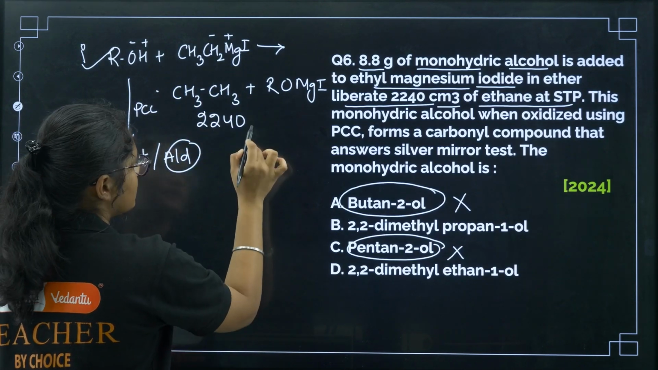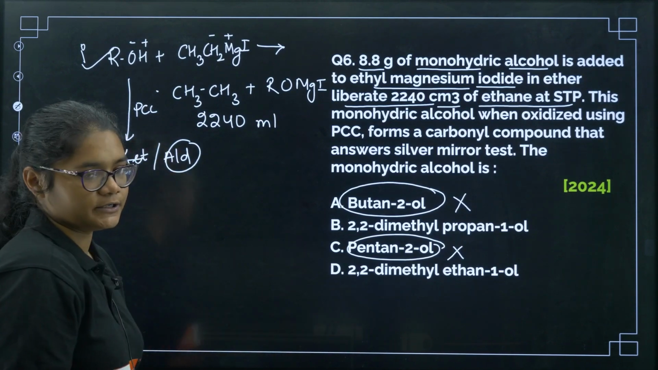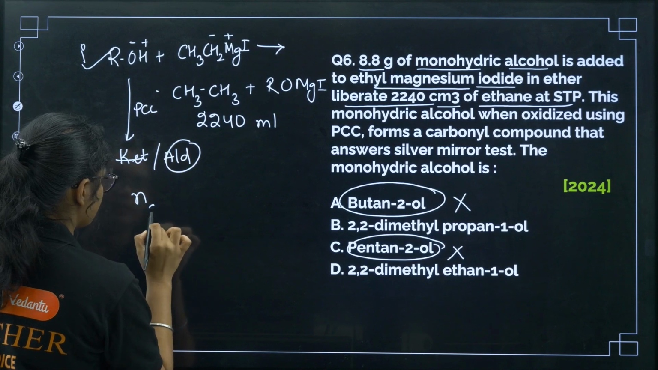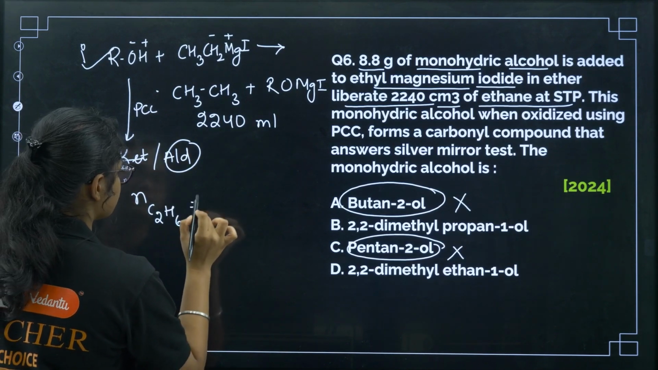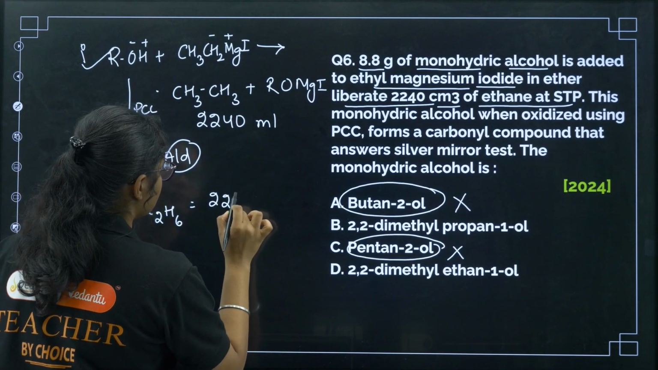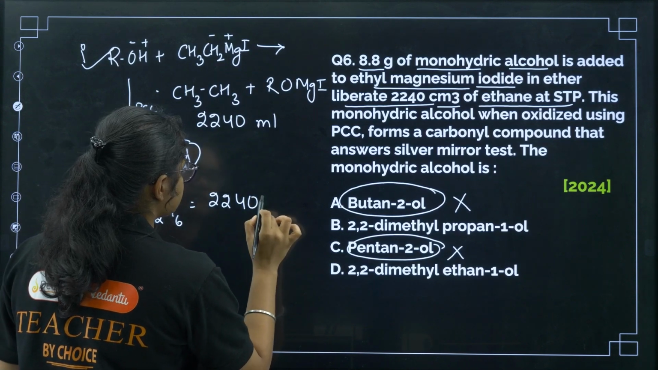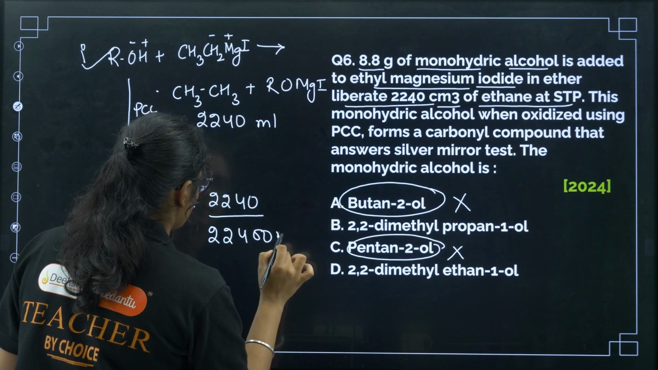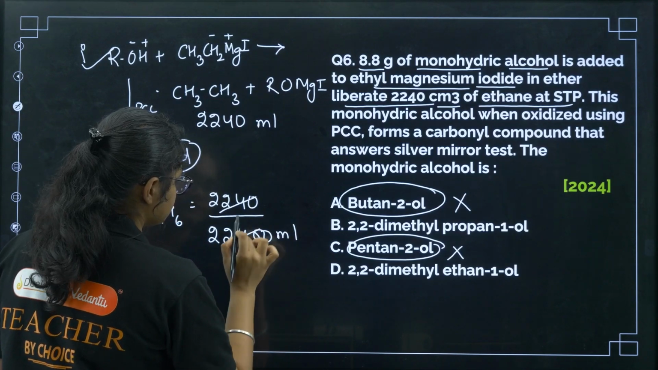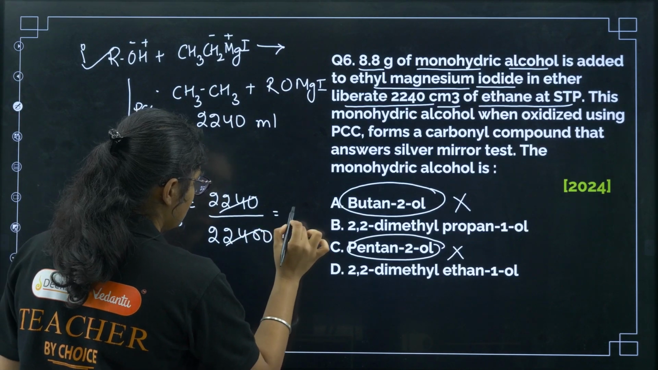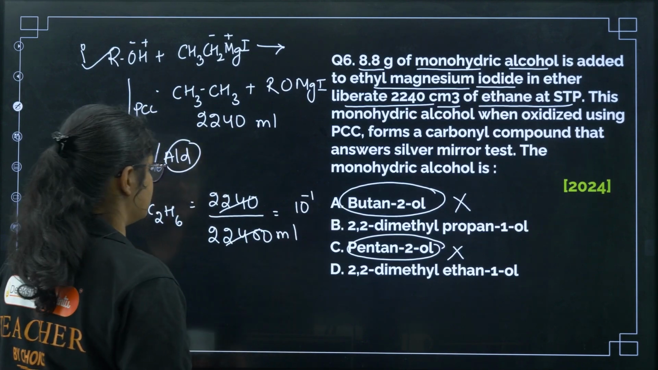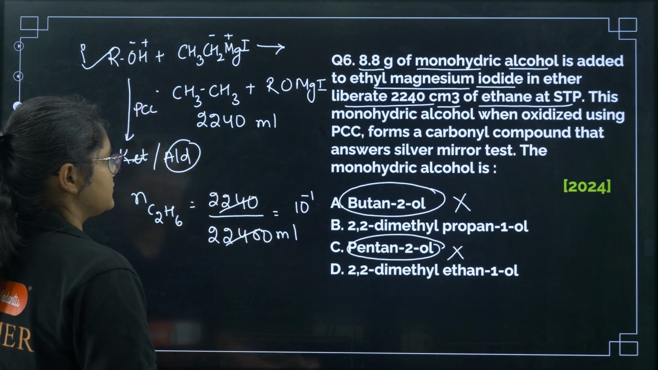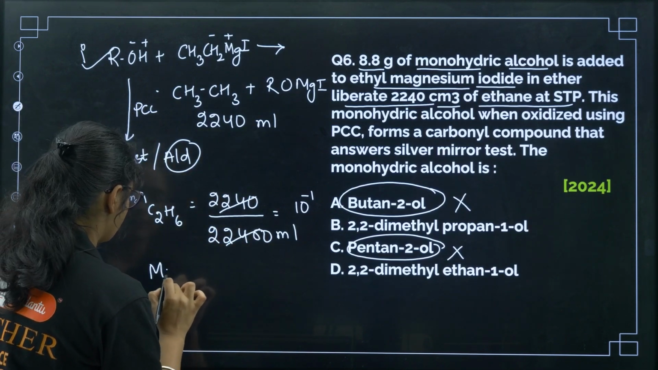Now what we can see here is how much ethane is produced? 2240 ml of ethane is produced. Okay, then can I tell in terms of moles? So how many moles of ethane are produced? Moles are given by volume divided by molar volume, 2240 ml divided by 22,400. So that will give you 1 by 10, or I can say 10 to the power of minus 1 mole. If 10 to the power of minus 1 mole is formed, now let us calculate the molar mass of the compound.